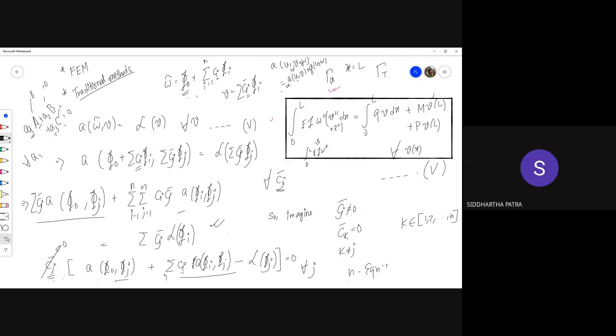Bilinearity would be that I can do the same operation with W also. The one that we did with V, I can also do that with W. That's when it is bilinear. And what do I mean by symmetry? Because I can write this expression as EI V double prime W double prime. That's what is symmetry. So A, as we discussed earlier in the last two classes, is a symmetric bilinear form.